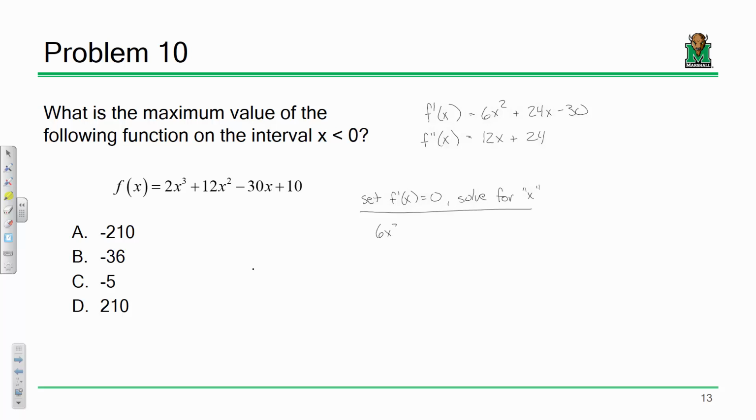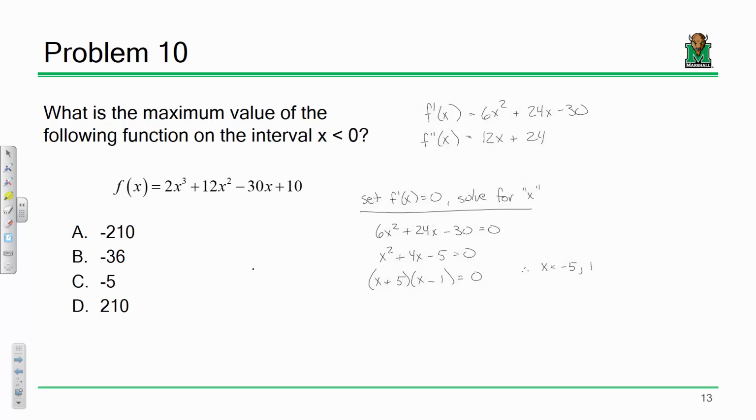So 6x squared plus 24x minus 30 equals 0. There's a lot of 6's in there, so x squared plus 4x minus 5 equals 0. That factors into, so 5 and 1. That combines to give me 4 if I make that positive and that negative. So x equals minus 5 or 1, right?